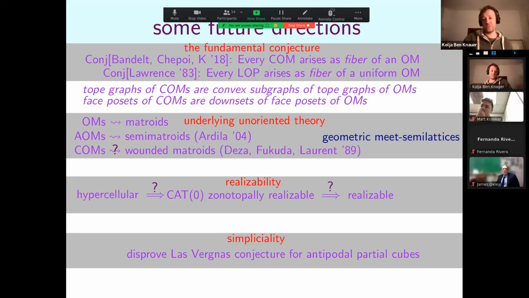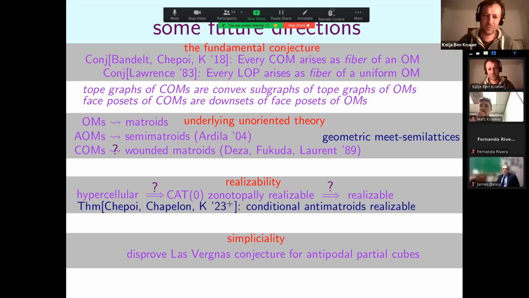Another thing is about realizability. For instance, realizable COMs are very nice, but we don't know when we have them. It's in general hard to decide if an oriented matroid is realizable, but maybe some nice classes are realizable. So one of the questions is if this CAT(0) property gives you some way of realizing these complexes. Recently, we worked with colleagues on conditional antimatroids. These are also COMs, and they are realizable. Antimatroids in particular, you can represent by just some hyperplane arrangement dissected with a polytope.